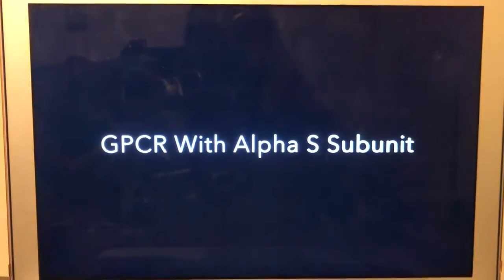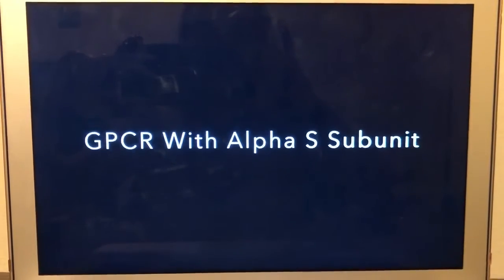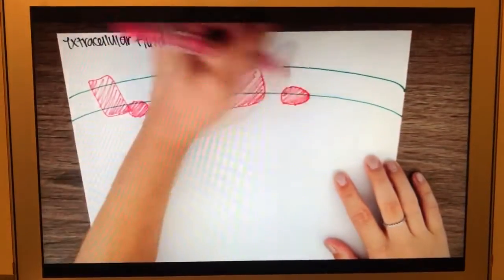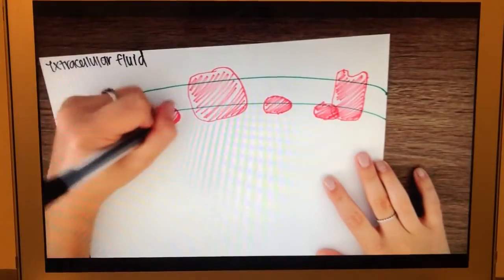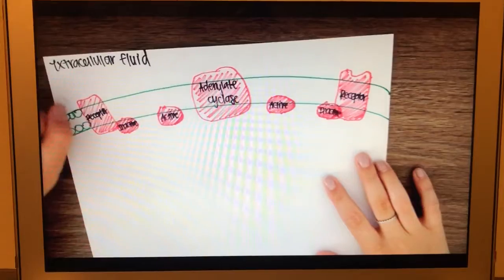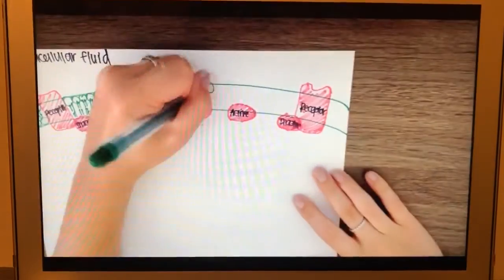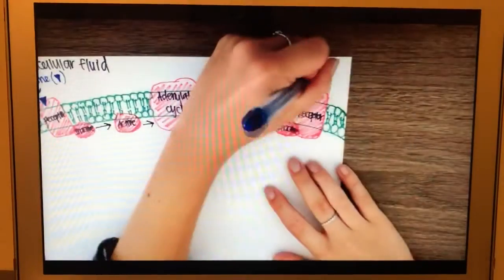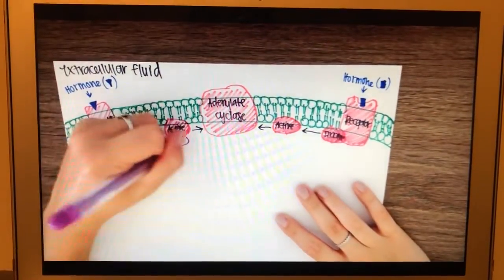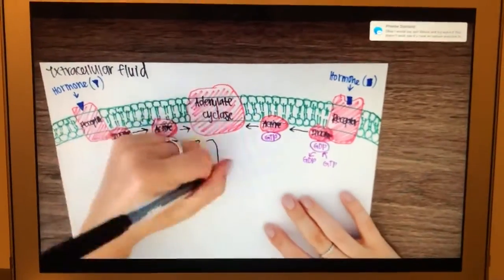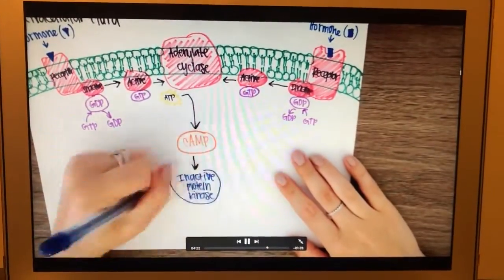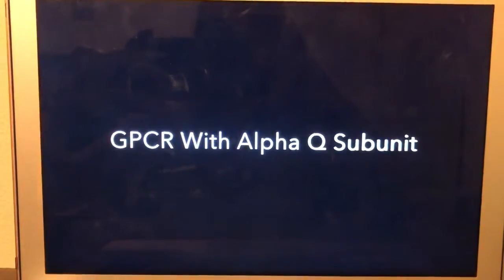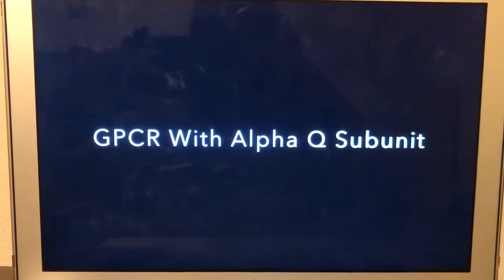I will now draw an example of how G protein coupled receptors work with an alpha S subunit. Last but not least, I'm going to draw an example of how G protein coupled receptors work with an alpha Q subunit.